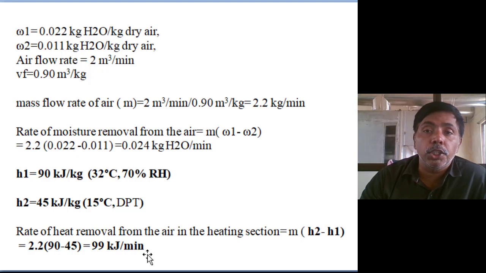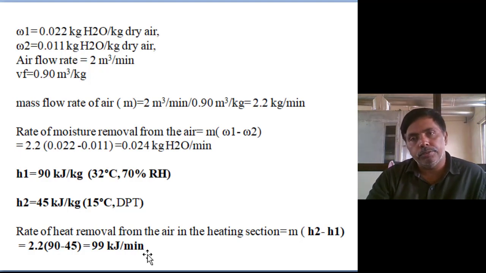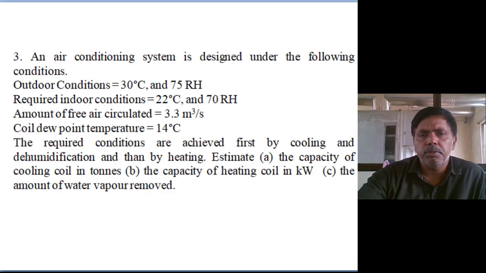If you want to convert to kilowatt, divide by 60 and you will get kilowatt. But the question does not ask for kilowatt, that's why we kept it in kilojoules per minute itself. So it is only cooling and dehumidification up to the dew point temperature that we are doing. This is the second problem. Then we will solve the third model. The majority of the models lie in between these three models.